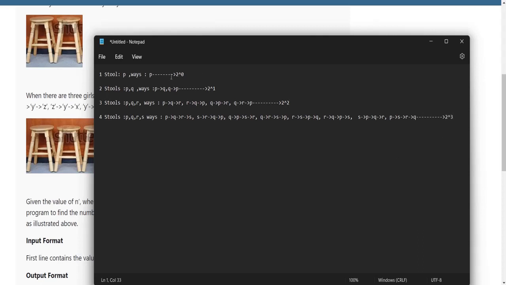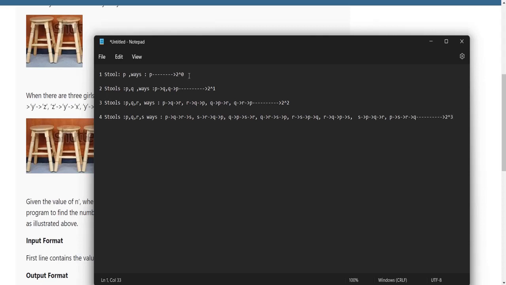So here we got only one way to put the milk pot on only one stool. If we have two stools, the number of ways was two. If we had three stools, the number of ways was four. So we can write 1 as 2 power 0, as if we have stools greater than 1, then the number of ways to arrange them is always a multiple of 2. So here we can write 1 as 2 power 0, 2 as 2 power 1, 4 as 2 power 2, and 8 as 2 power 3.